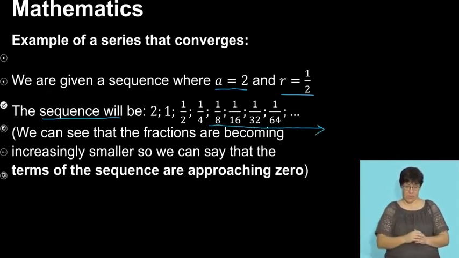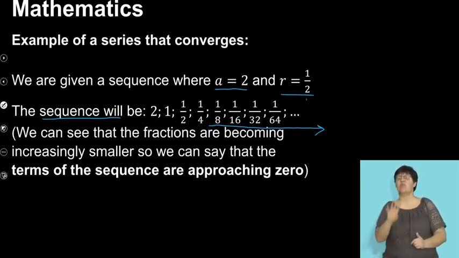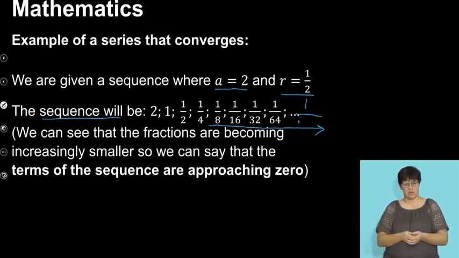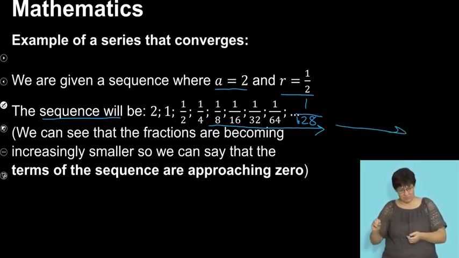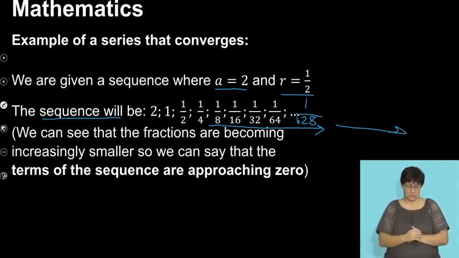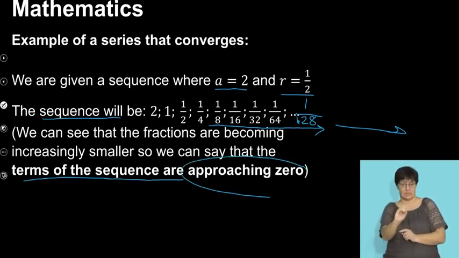I'm sure that everyone is agreeing with me that these fractions are getting smaller and smaller. We know that nobody wants 1/64th of a cake. We want half a cake or a quarter of a cake. If I then say you're going to have 1 over 128th of a cake, no one's going to be happy with that. But if these fractions continue on and on, they're going to get closer to 0. So we can see that the fractions are becoming increasingly smaller, so we can say that the terms of the sequence are approaching 0.